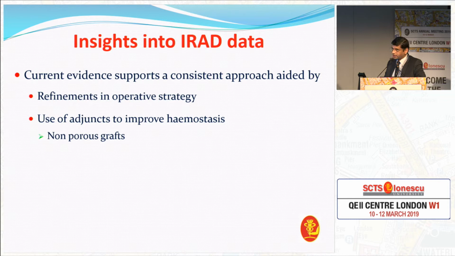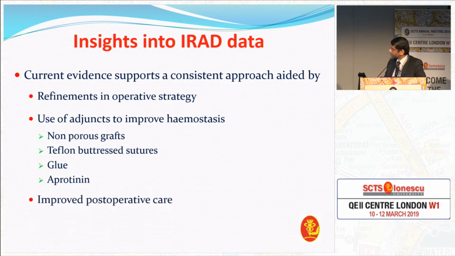So direct, precise anastomosis is possible. Teflon buttress sutures. Glue, where appropriate. And in most cases, you will need to glue the two ends of the tone bits together. And of course, aprotinin. That's another contentious thing. We do have it in this country, so we can use it. And improved postoperative care. Not only immediate postoperative care, but also medical therapy in the long run to make sure that we've got the most desirable outcomes. All this makes a difference.